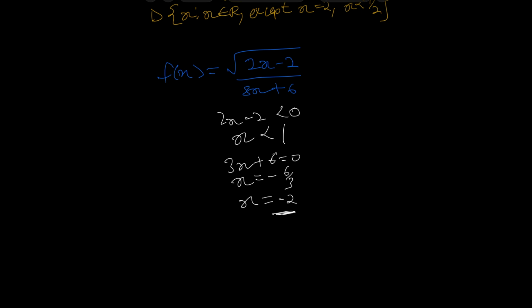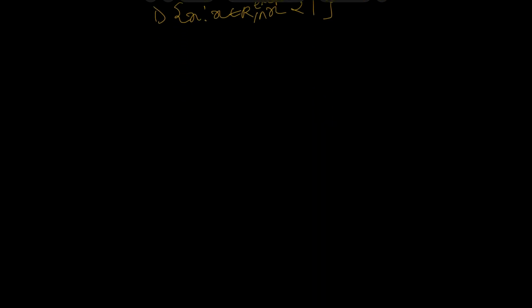So you have our domain being x such that x is a member of all real numbers where x is less than 1. Sorry, except x is less than 1. Without the except, you have it wrong. Let's try this question and then move on to another. Right, so let's try this.